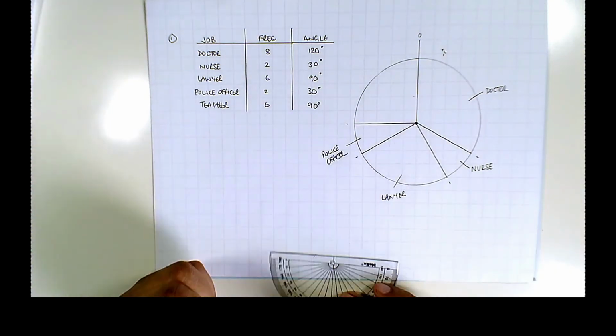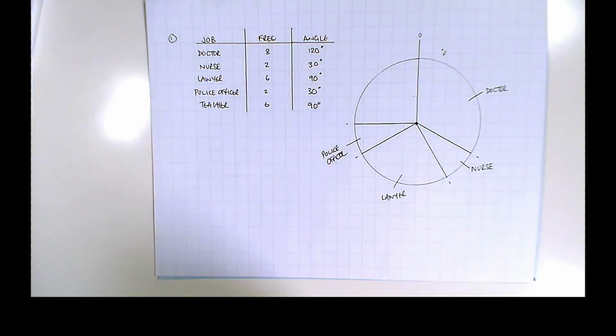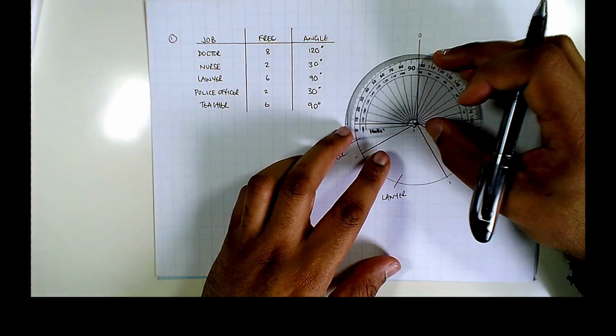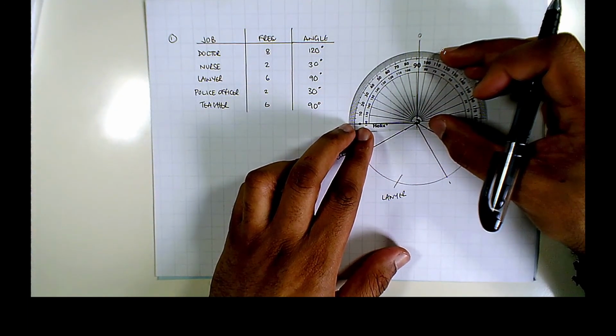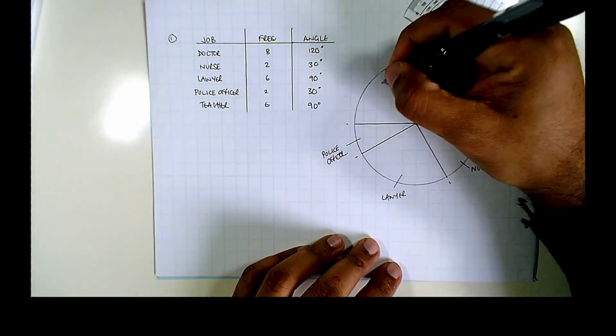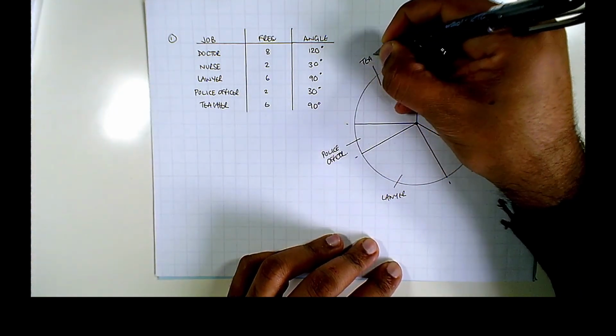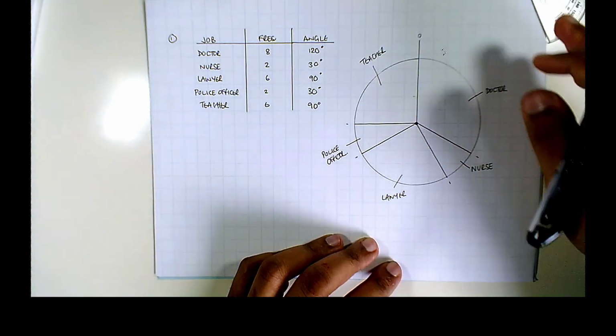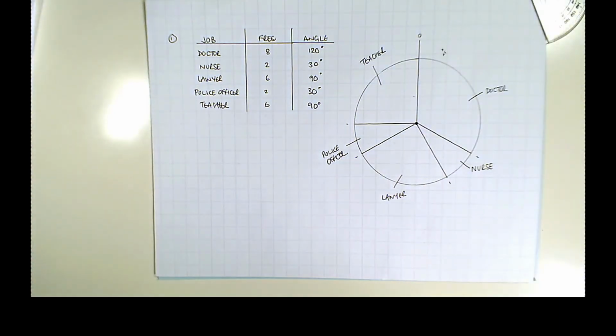Now if I've done this correctly, I shouldn't have to measure the last one, which is teacher, but if I wanted to, again, 0 on the line I've just drawn, and that should be exactly to where it needs to be, which it is, and I can just label that as teacher. Now because I've labelled it, I don't need to colour it in. However, in an exam, I strongly urge you to make sure that you do label each of the sections.